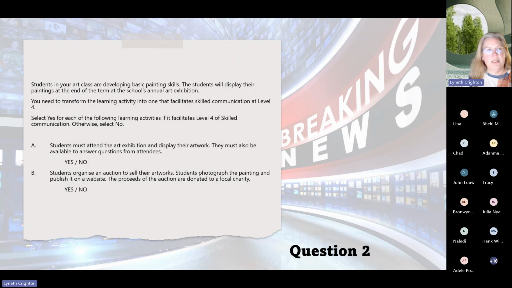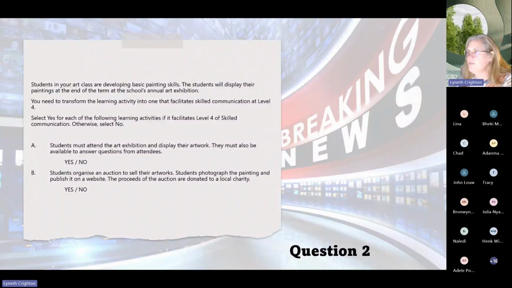So the next one is you are deciding if these make it a level 4. The students in your art class are displaying their paintings at the end of the term. Would either of these things make it a level 4: that they must stand next to their painting and be available to answer questions? Or if you put them on a website to sell their artwork and the proceeds of the auction are donated to charity. As you can see, the proceeds being donated has nothing to do with skilled communication.